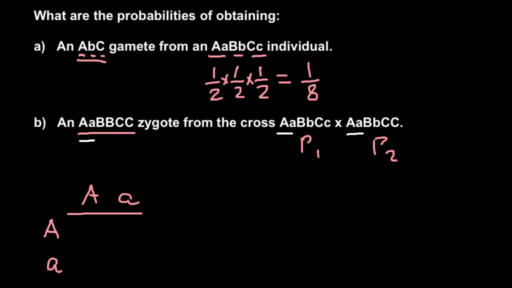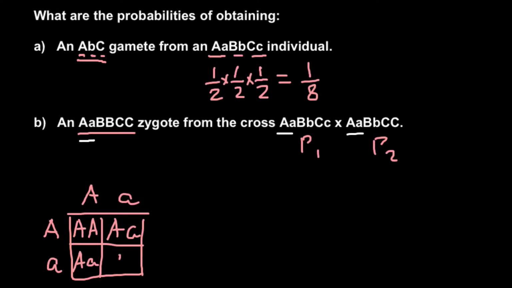Now we build a Punnett square, and as you see, the genotypes would be as follows: capital A capital A here, capital A small a here, capital A small a here, and small a small a here. And we are looking for the probability of obtaining the heterozygous form, capital A small a, and the chances are 1/2. So 1/2 chances here.